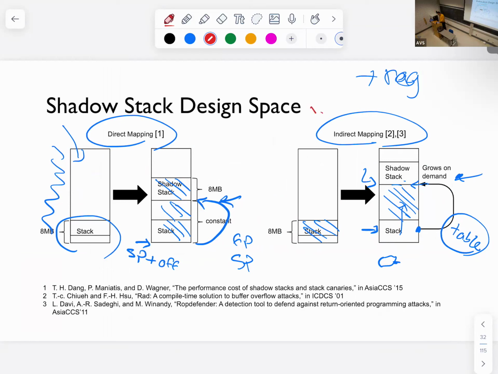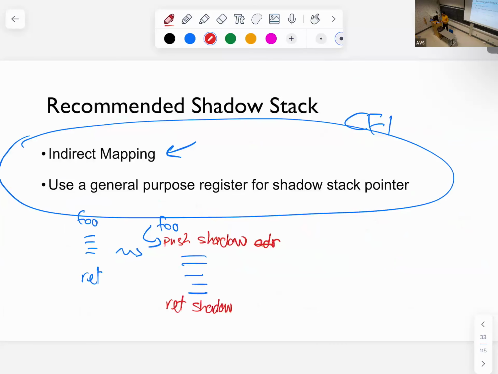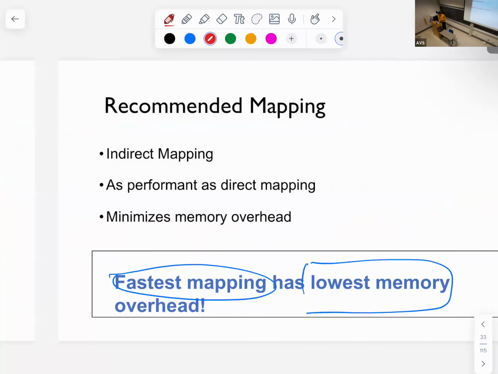The alternative idea was indirect mapping, where you usually use a register or another address in memory to first find the base address of the shadow stack, and then everything is an offset to that. We said that the second option is more favorable because it's fast enough and it's much more dense, much more area efficient. So that's what people usually use. To do that, you can use a general purpose register, essentially reserving a register as the pointer to the shadow stack, the same way that we have a reserved register as a pointer to the original stack.